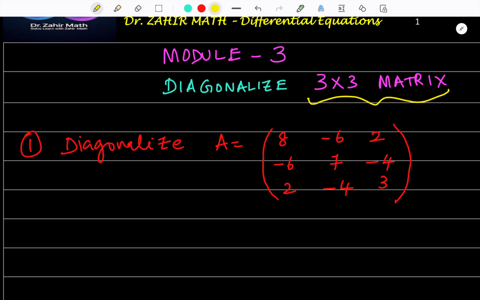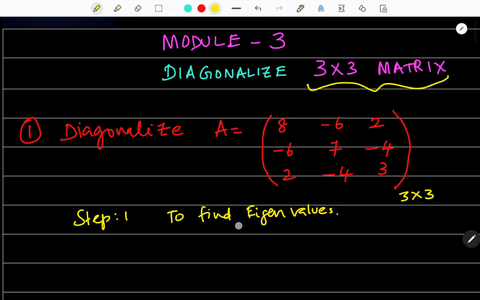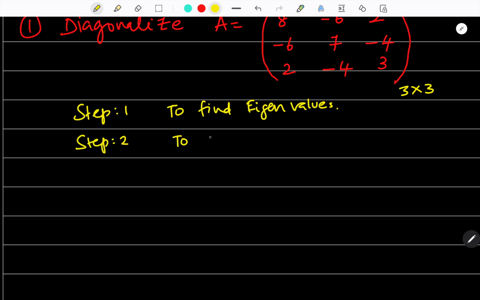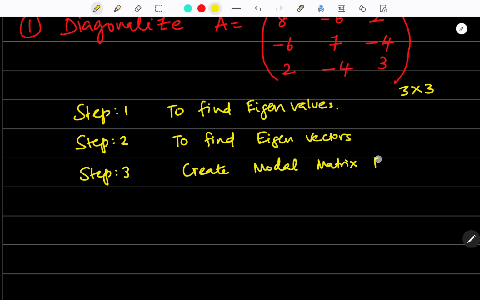Let's start diagonalization of matrix A, which is a 3 by 3 matrix. What are the steps I told you? Step number 1, you're going to find eigenvalues. Step number 2, you're going to find eigenvectors. And step number 3, you're going to create a model matrix, which is P, with the help of eigenvectors.